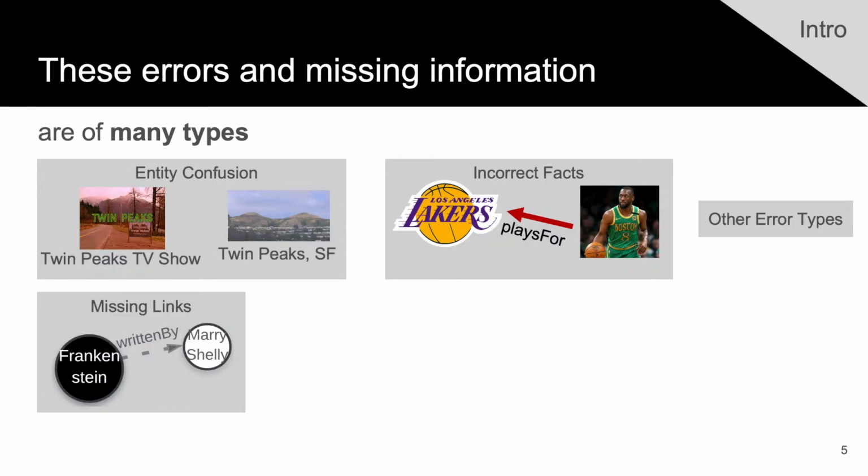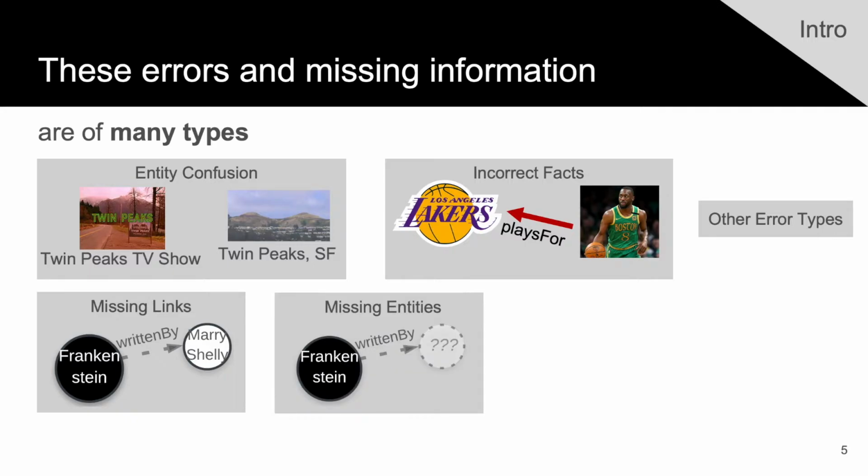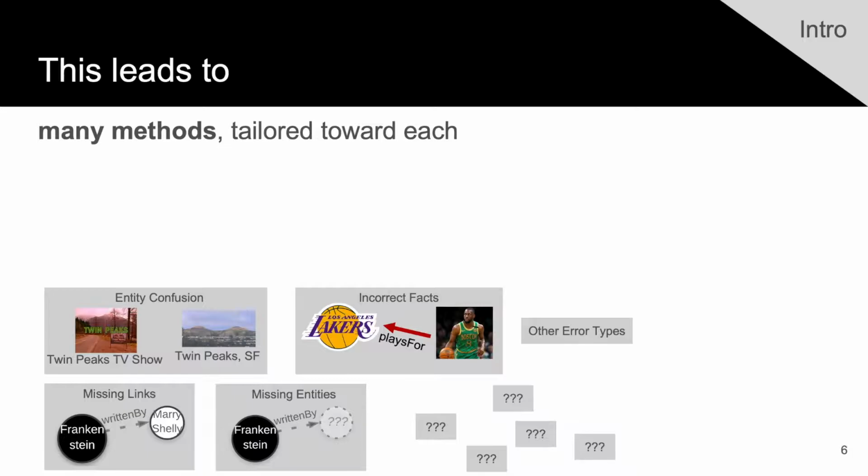Similarly, missing information can take different forms. One example would be a missing link, like the authorship link between Frankenstein and Mary Shelley might be missing. Another example might be worse, where even the entity is missing from the knowledge graph. And beyond these, it's possible that there are even types of errors and missing information that we don't even know about.